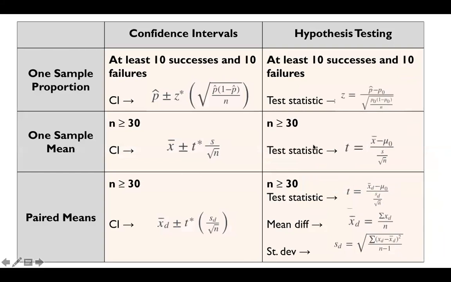So here's everything I just talked about for Lesson 8 in 1 slide. You have confidence intervals and hypothesis tests for 1 sample proportion, 1 sample mean, and paired means. I think this is pretty useful because it puts all the test statistic formulas and assumptions that you need to know in one place to consolidate it for you.